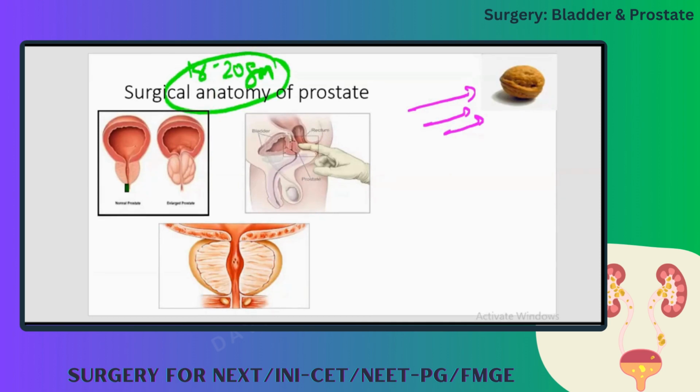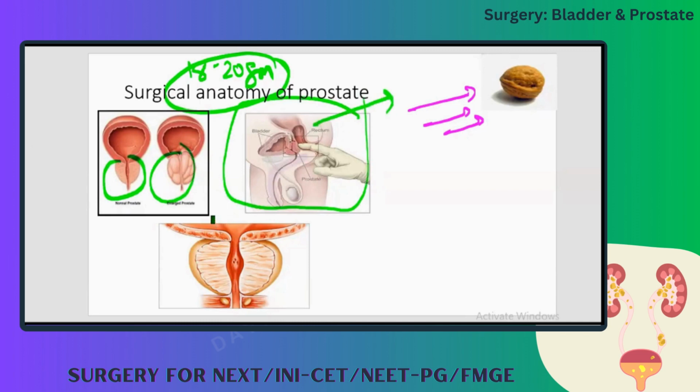I have seen this question before, like before 2018, they have asked the size of the prostate. What is the normal size of prostate? It is 18 to 20 grams. Okay. So for that, this image. This is the normal prostate here. This is the enlarged prostate here. What is the surgeon doing here?